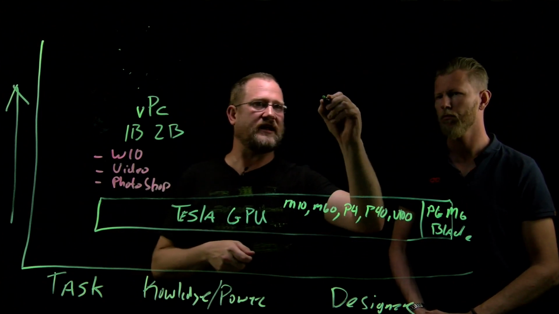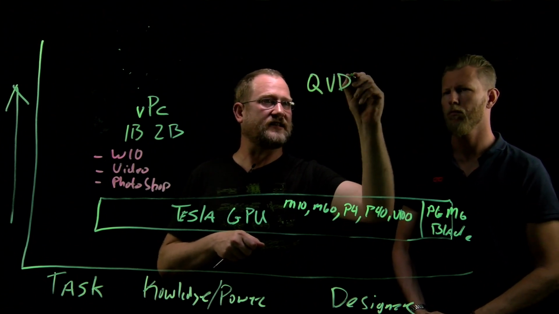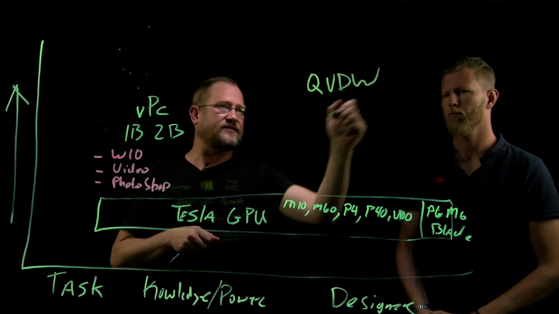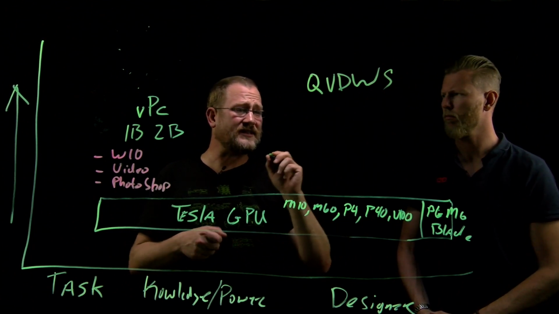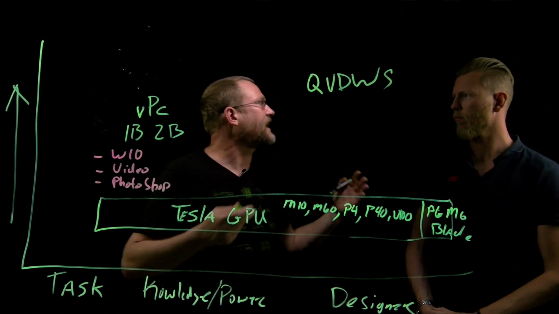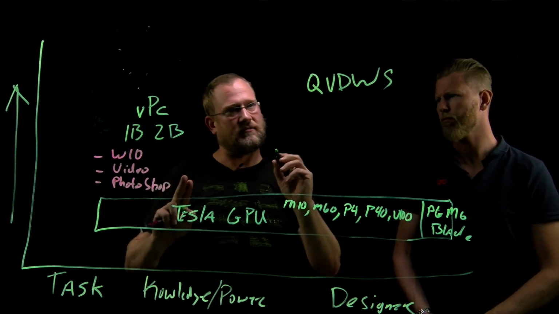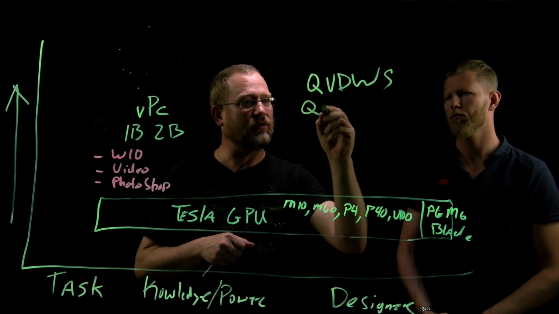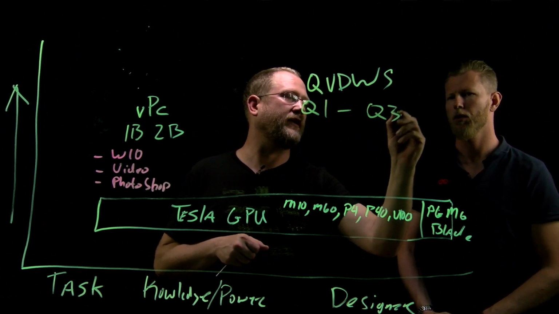But as we get over here, now we get into the Quadro virtual data center workstation license, this QvDWS license that we would have here. This guy is equivalent to pass-through, but with scalability. In this solution, I'm not going to write them all out, but we have our Q profiles, everything from a Q1 to a Q32.